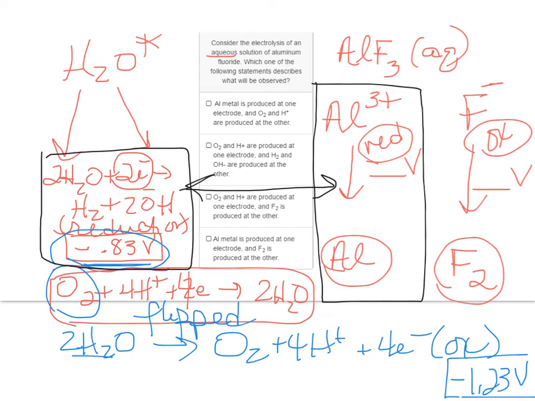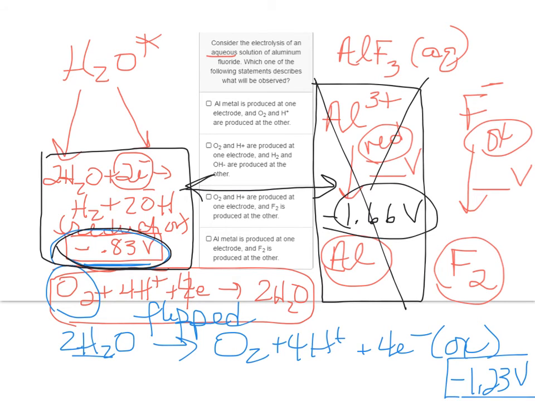So the voltage of reducing aluminum ion to aluminum metal is, and I've got the standard reduction table right in front of me, there's aluminum. Okay, so that is minus 1.66 volts, versus minus 0.83 volts for water. So what's going to happen is the aluminum cation will not get reduced. The water will be preferentially reduced because it requires less energy, okay? So aluminum cannot be produced at one electrode.